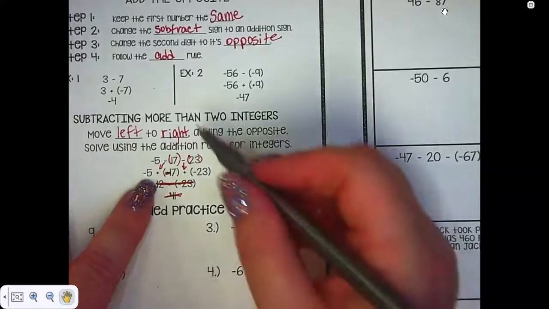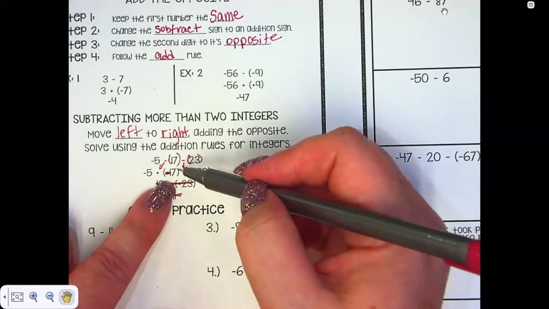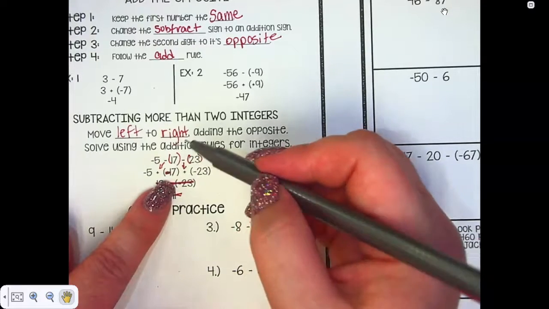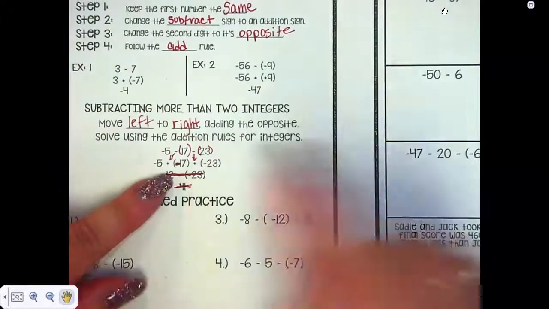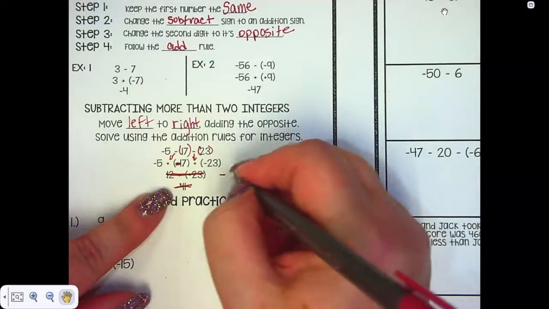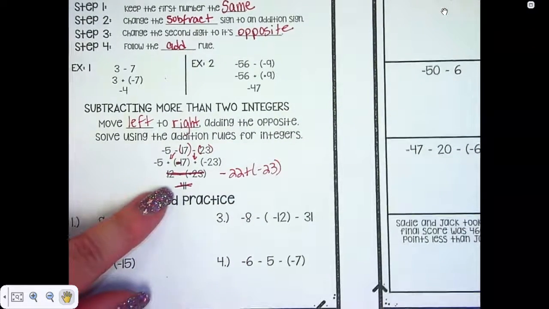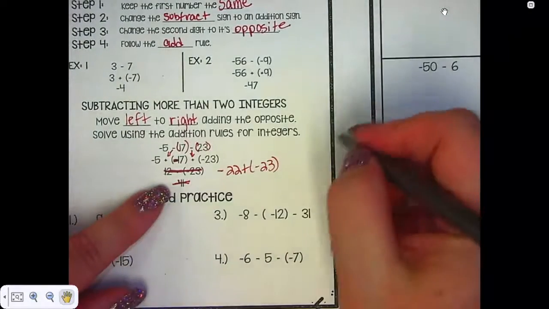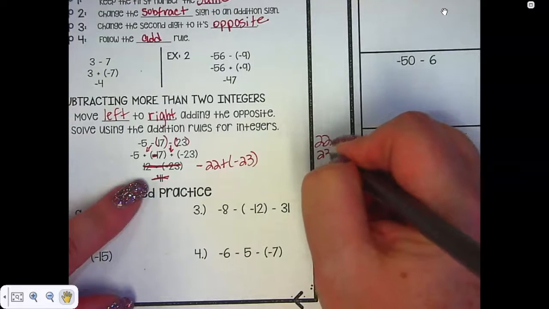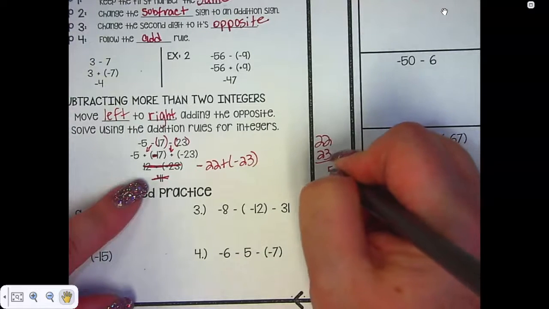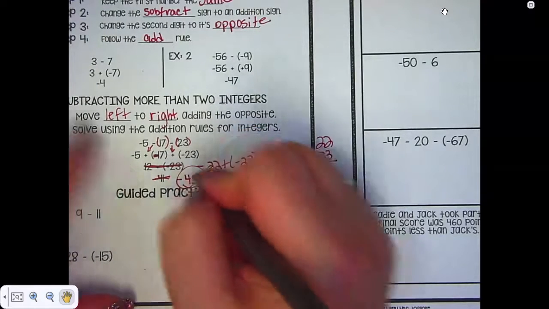So then it's negative 5 plus negative 17 is, what's that, negative 22. So we're at negative 22. So it becomes negative 22 plus negative 23. And then you can line it up like this. 22 plus 23 is 45. Negative 45 is your answer.